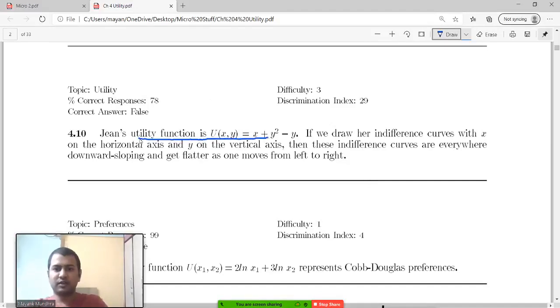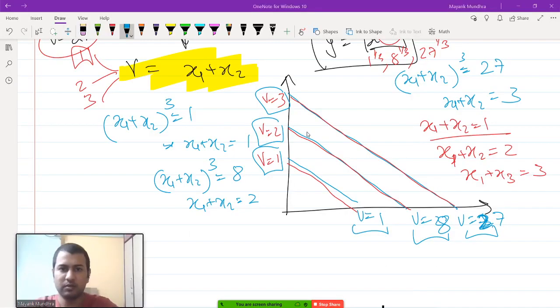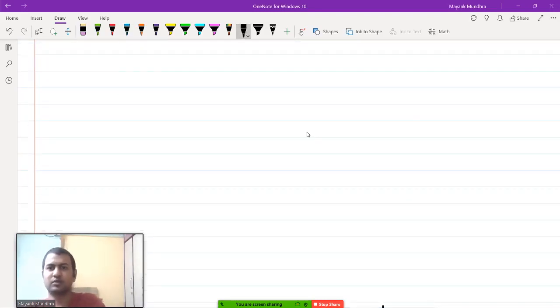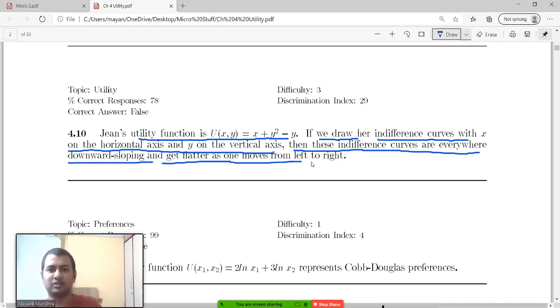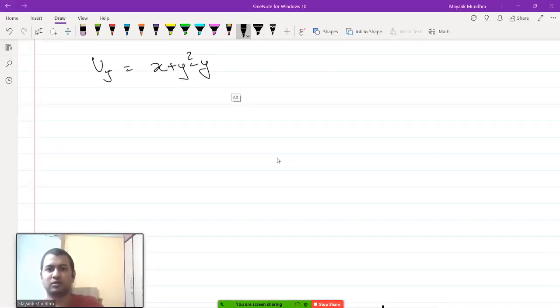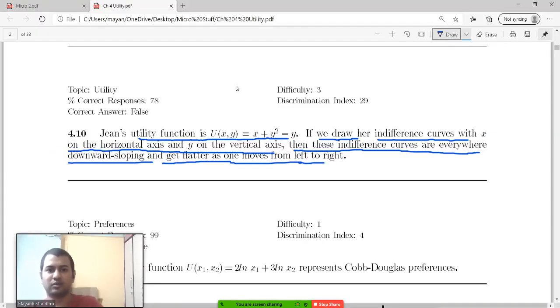Gene's utility function is x plus y square minus y. If we draw her IC with x on the horizontal axis and y on the vertical axis, then these indifference curves are everywhere downward sloping and get flatter as one moves from left to right. Okay, so they are downward sloping and get flatter.